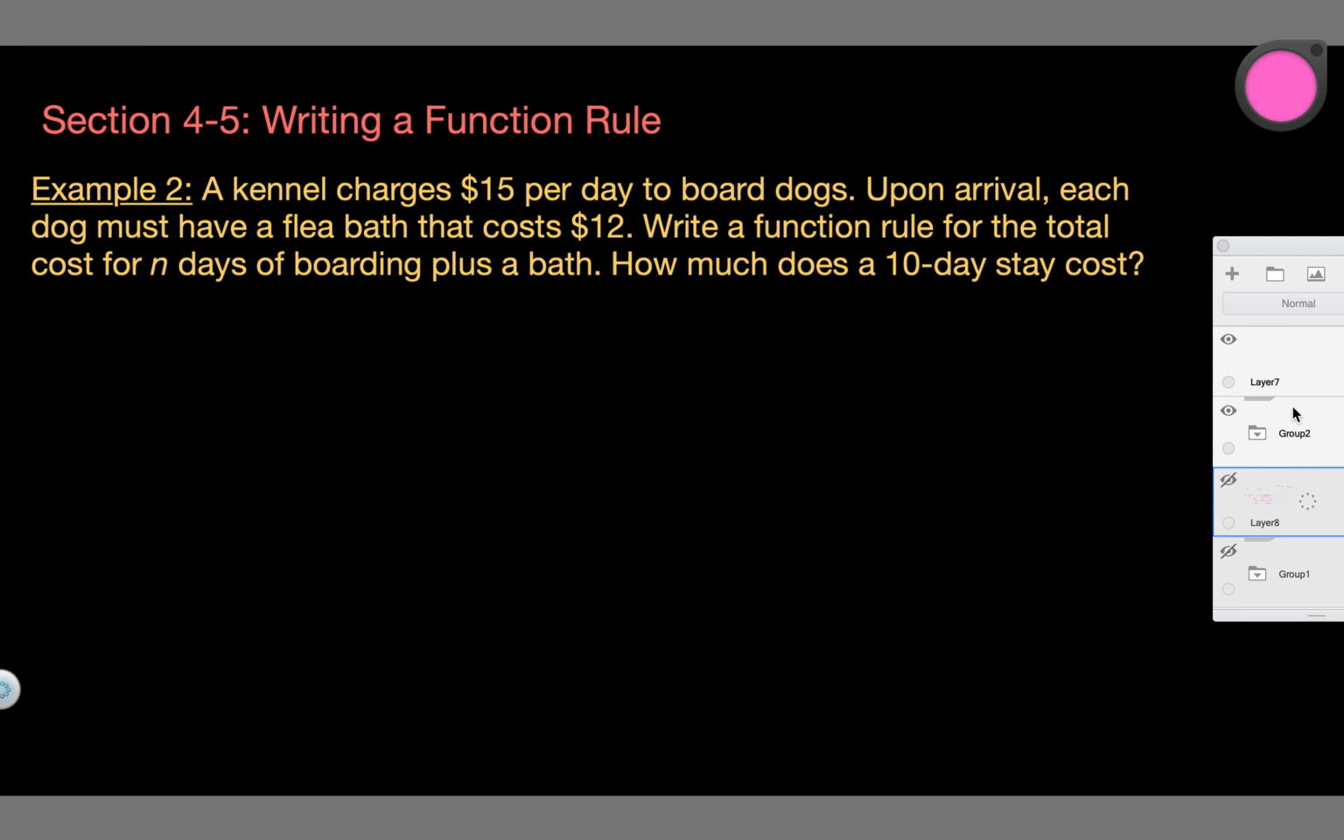Okay. So next up, it says that a kennel charges $15 per day to board dogs. Upon arrival, each dog must have a flea bath that costs $12. Write a function rule for the total cost for n days in boarding plus a bath. And then it asks us how much does a 10-day stay cost. So first we're going to write our function, and then we're going to write our equation. And then we're going to figure out how much money it's going to cost for 10 days.